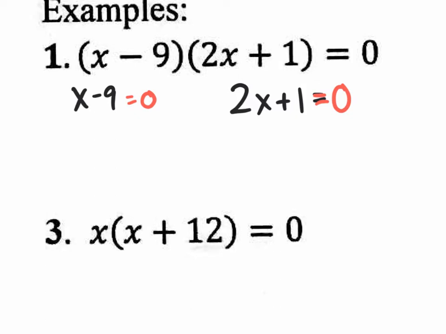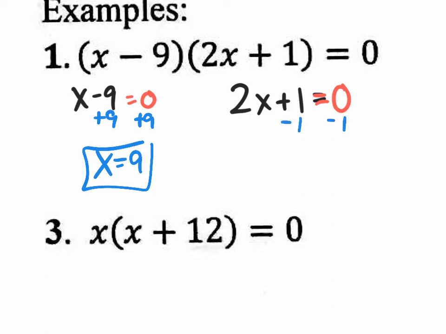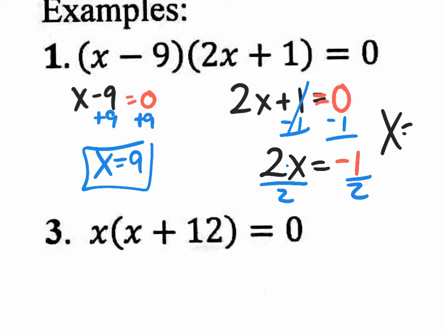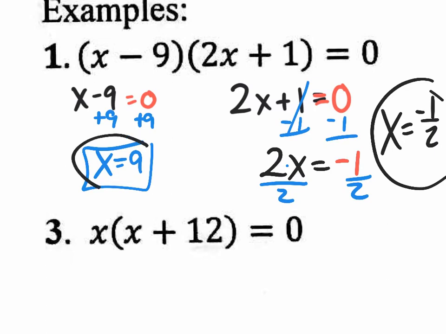So on the left side, solve it by going plus 9: x equals 9. That's your answer. On the right, a simple equation: minus 1, you end up with 2x equals 0, take away 1 is negative 1. What's the final step right there? Divide by 2, and yes, x equals negative 1/2. So we have two answers for number 1: x equals 9 and x equals negative 1/2.